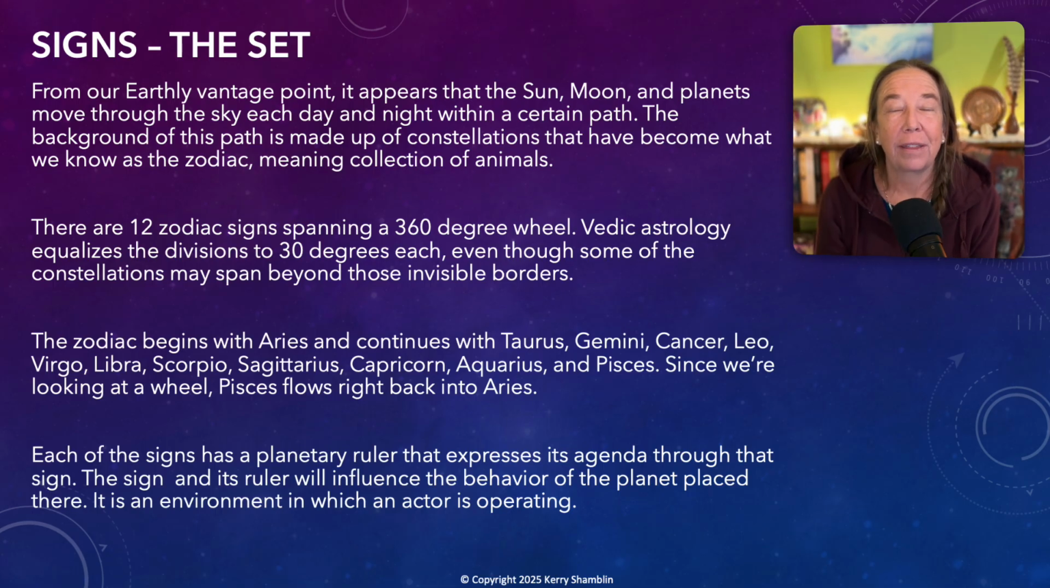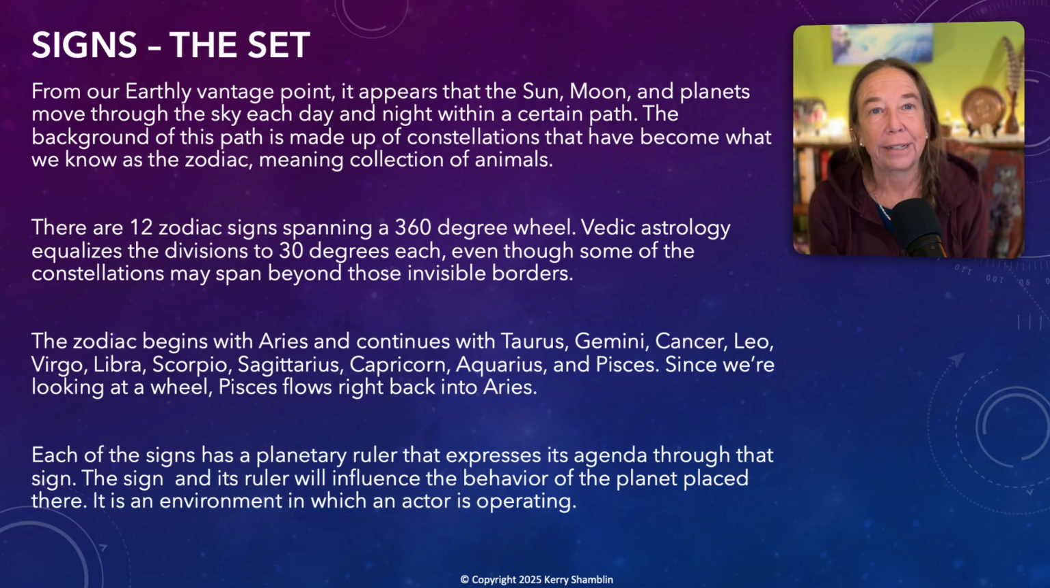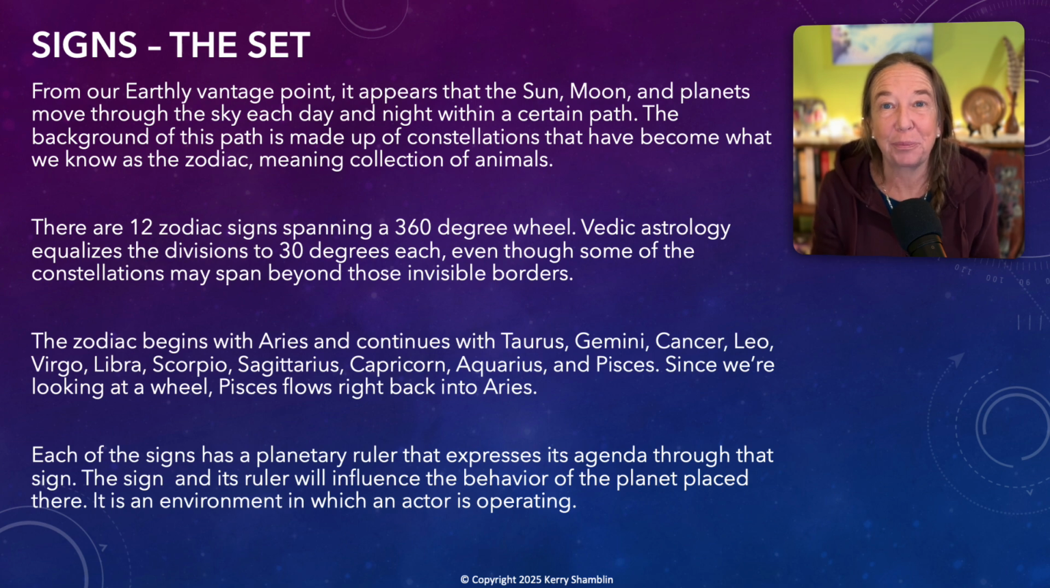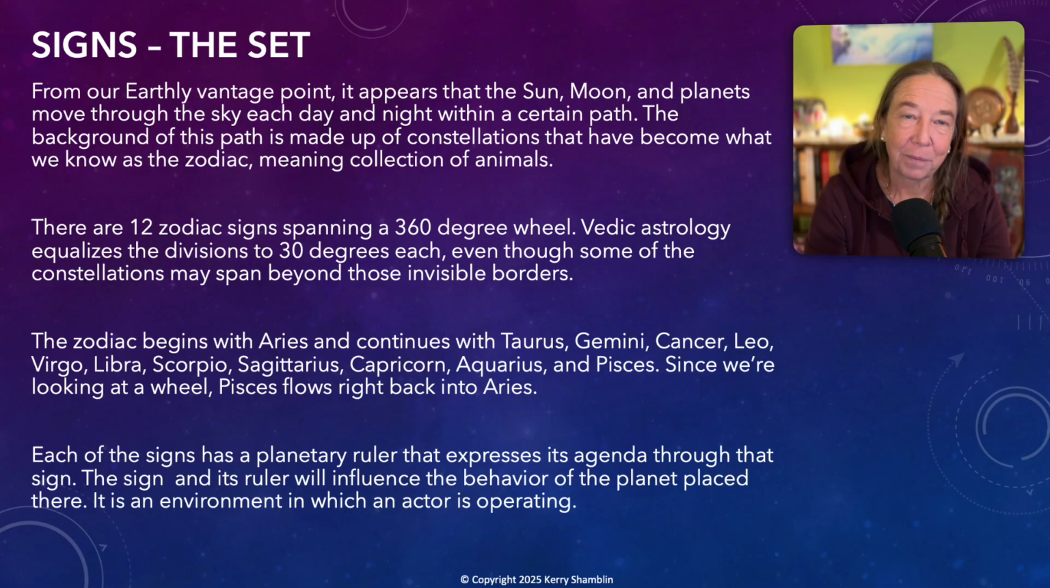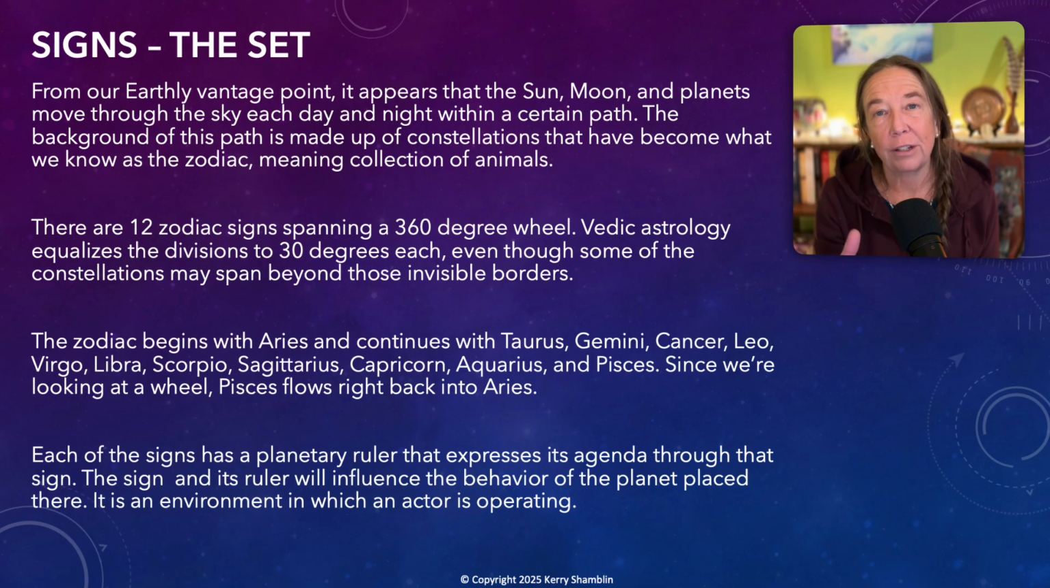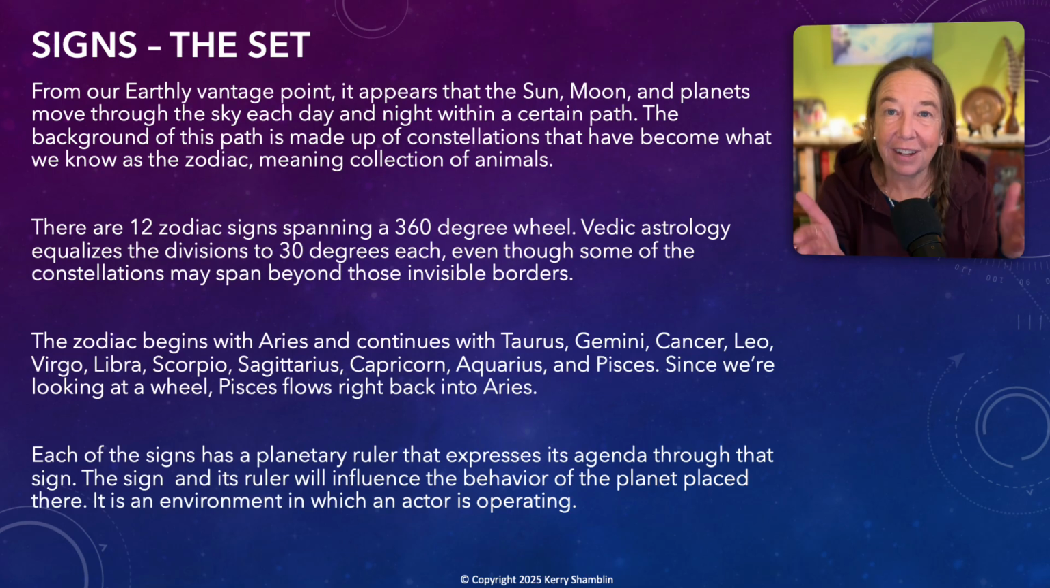So the stars that are that background where we see the planets traveling, we have assigned them particular names. We call those constellations the zodiac. Zodiac means collection of animals. So there are 12 signs spanning a 360-degree wheel. In Vedic astrology, even though the signs don't exactly fit in 30 degrees in every case, we are saying each of those signs is 30 degrees. All right, so that's that for Vedic astrology.